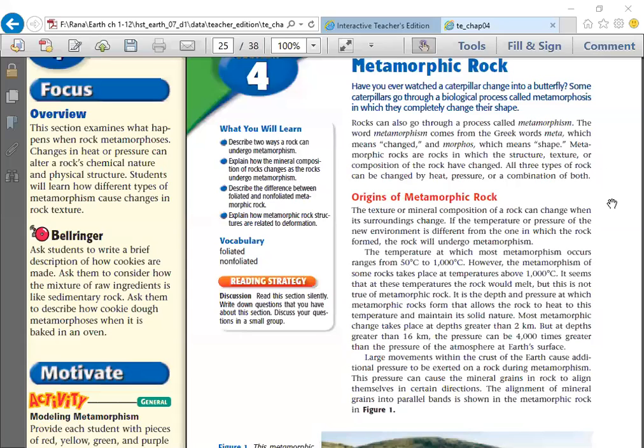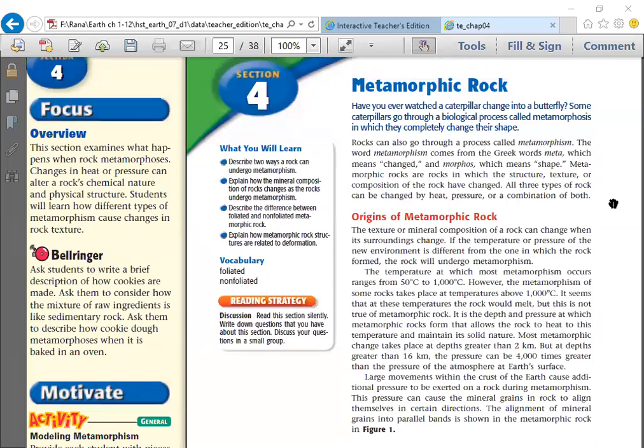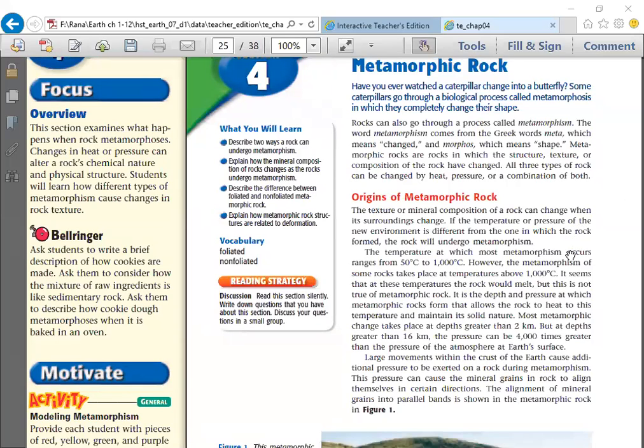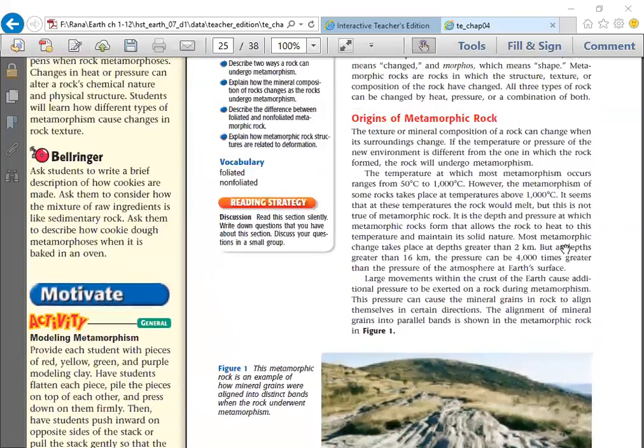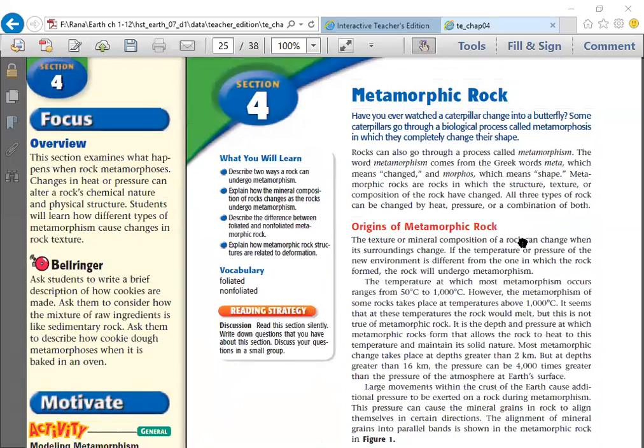Okay, guys, welcome back. Today, inshallah, we're going to continue section 4 of chapter 4. We're still talking about the metamorphic rocks. Yesterday, we just got the first 2 pages in our lesson. We know what the origins of metamorphic rocks are, and we know also how the metamorphism process happens. So let's remember what we studied last time.